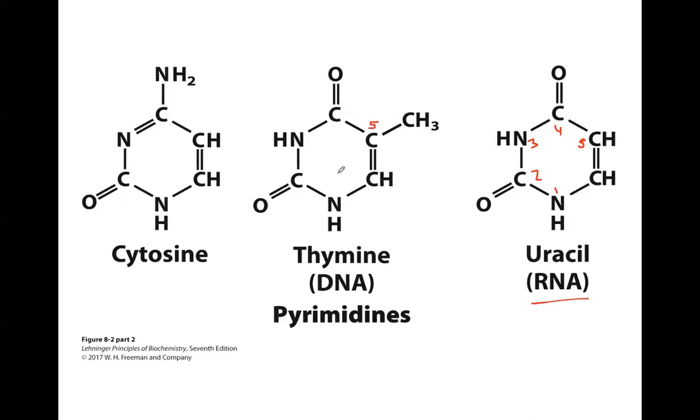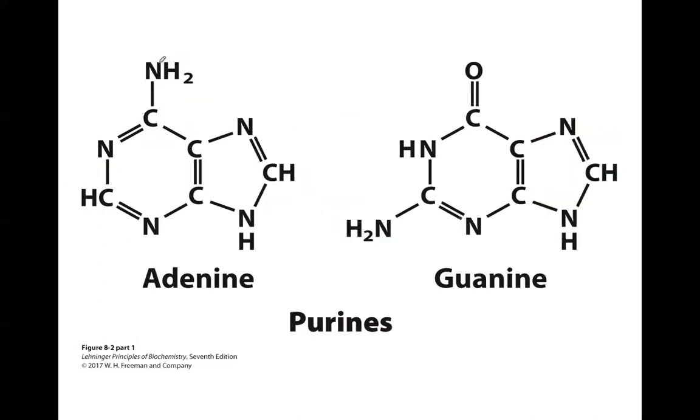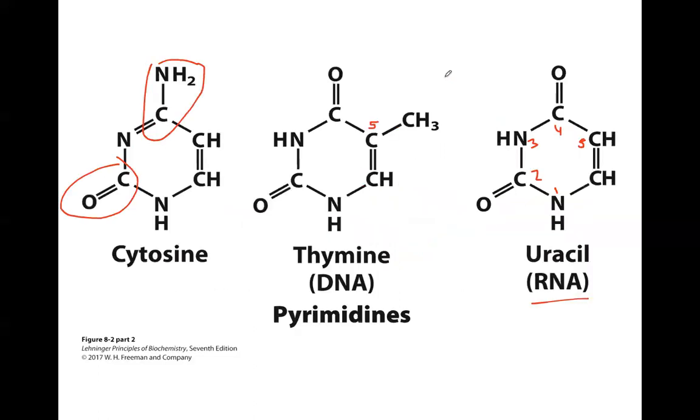Another thing you can do is look at the structure of cytosine and guanine. So here you have carbonyl on the bottom, NH2 on top, right? If you go to guanine, you have NH2 on the bottom and carbonyl on top. So they switch, right? Carbonyl bottom, NH2 top.